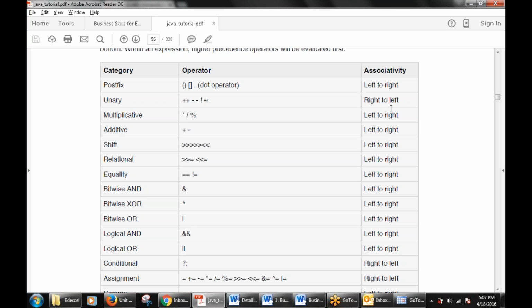Then the bitwise AND operator has a precedence from left to right. Then the bitwise XOR operator has a precedence from left to right. Again there is the OR, which is the same, left to right. Logical AND has the same. Now there is a change: the conditional operator has a precedence from right to left. Then the assignment operator also has a different precedence, from right to left.